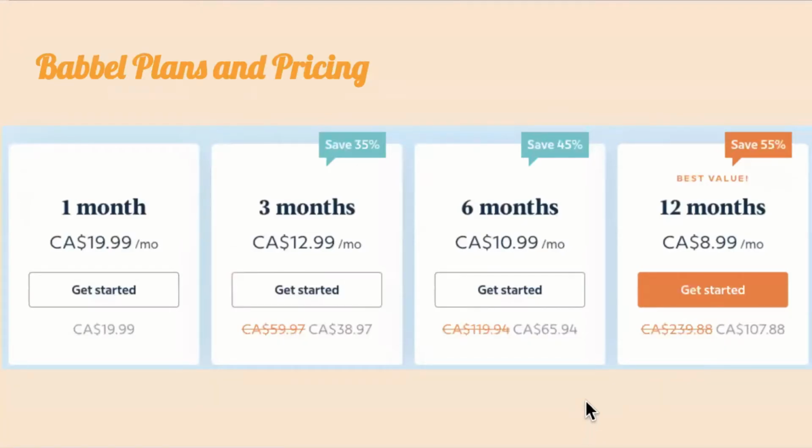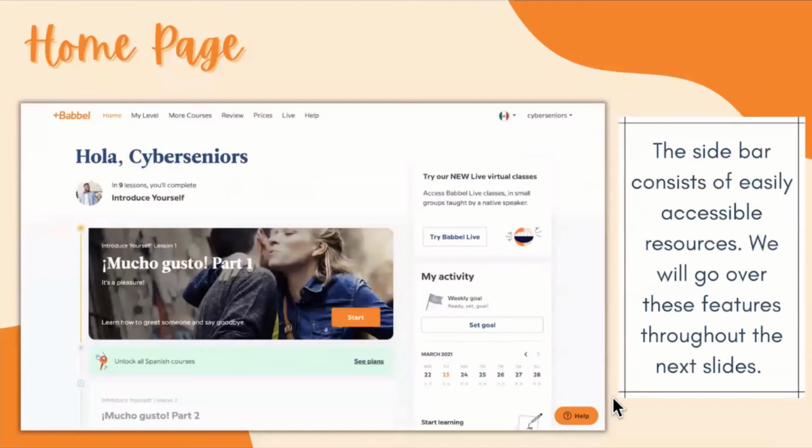And here is a zoomed in version of the screenshot. So you can pay $19.99 per month for 1 month, $12.99 per month for 3 months, $10.99 per month for 6 months, or for the best value, $8.99 for 12 months. And it's telling you that you can save 55% if you go with this plan. Now, this is the homepage of the application. It has a sidebar that consists of easily accessible resources, and we will go over these features throughout the next slides as they are crucial to using the platform.